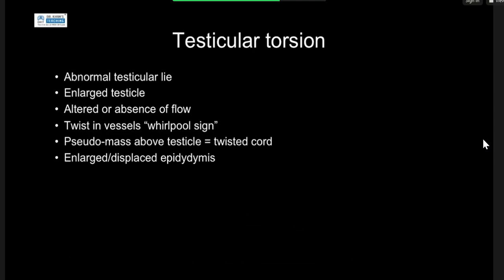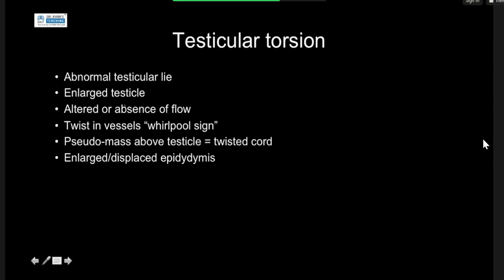But if they do go to have an ultrasound, then there are things you may see, such as an abnormal testicular lie. The affected testicle may be enlarged compared to the other testicle, and that's why I always start with a comparison view with both testicles in my field of view on ultrasound, so I can look to see if one looks different than the other.